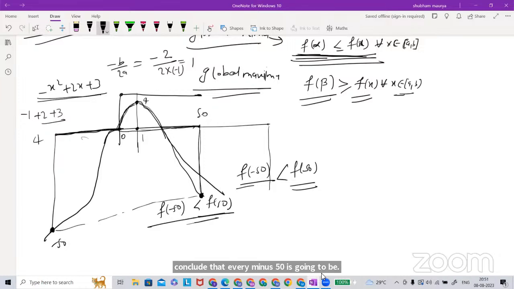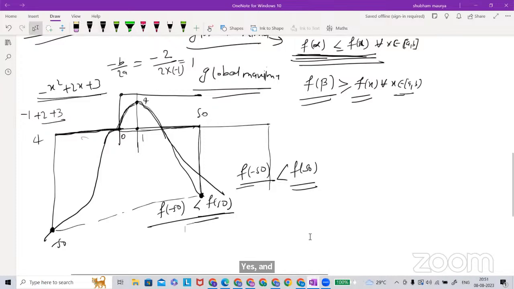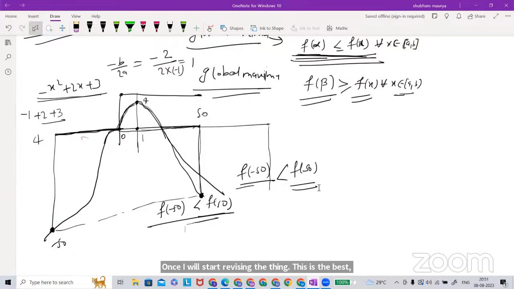Okay, is it clear? Yes, sir, it is clear. Does anyone still have a doubt? Please let me know, because we almost discussed the global here. Once I start revising, this is the best example to explain what global minimum and global maximum are. Got it, sir. That's how the formula minus b by 2a comes from the derivative.